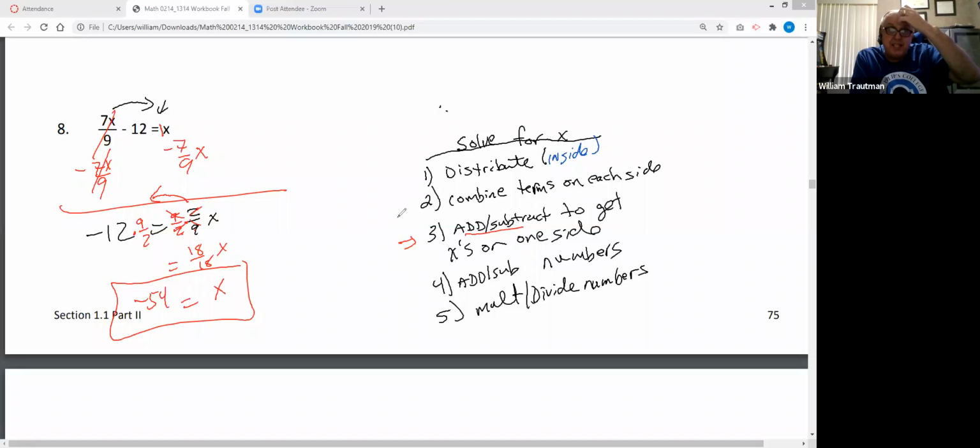Everybody okay with that? Just remember, we're going to be doing a lot of fractions. So that last part, if there's a fraction multiplying times an x, to get rid of it, you multiply both sides by its reciprocal, by flipping it and multiplying both sides by that.